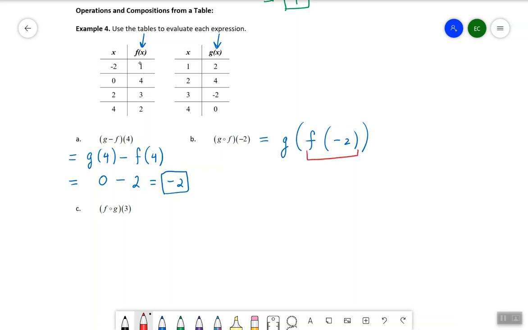F of negative 2 is in the first row of the first table. F of negative 2 is 1. So g of 1 is in the first row of the next table. G of 1 is 2.